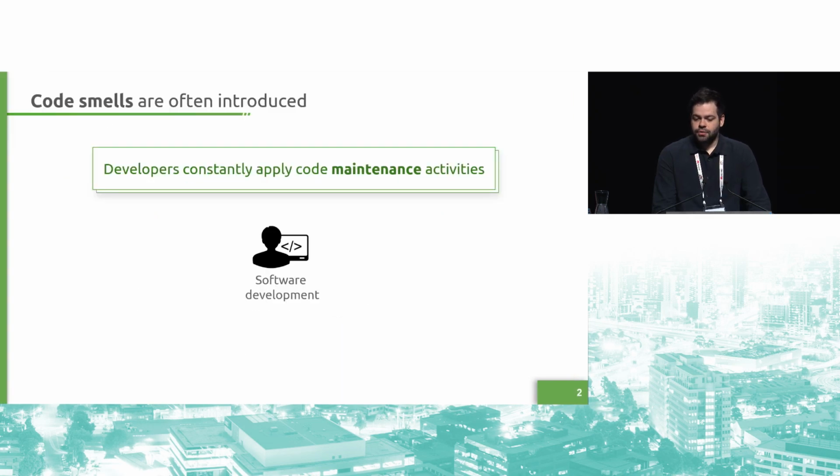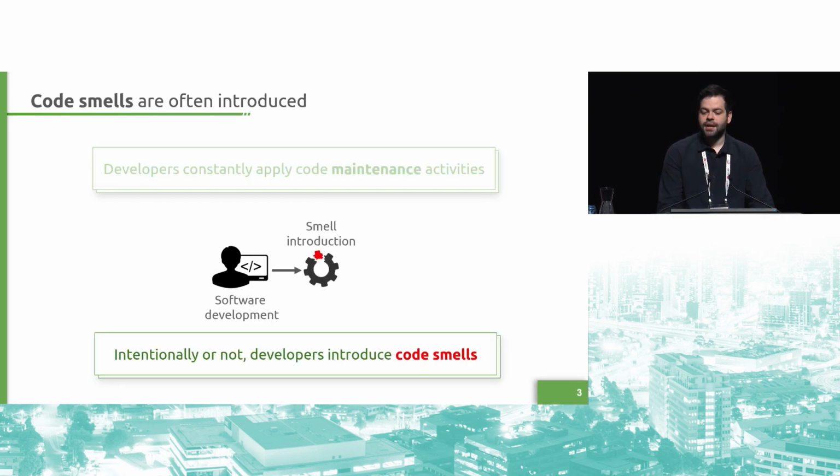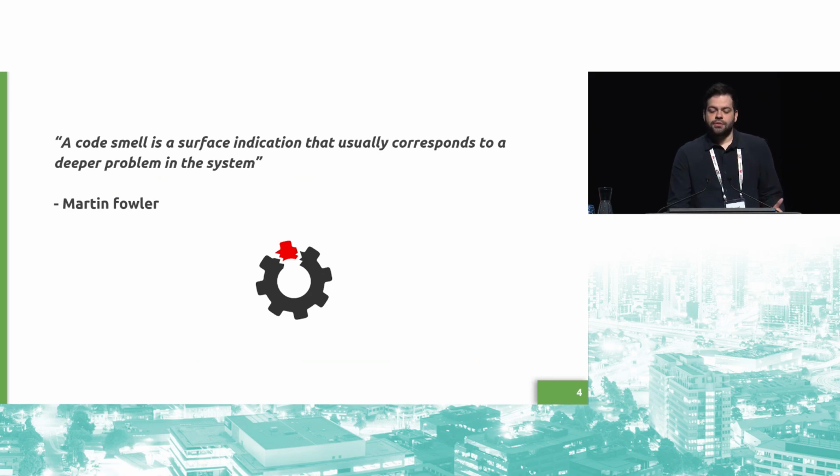It's already known that developers constantly apply code maintenance activities. And during these activities, developers, intentionally or not, introduce code smells. Code smells are indicators of a deeper problem in the system and might be harmful. In this way, the literature defends that code smells should be removed as soon as possible, otherwise the removal will require additional cost and effort.